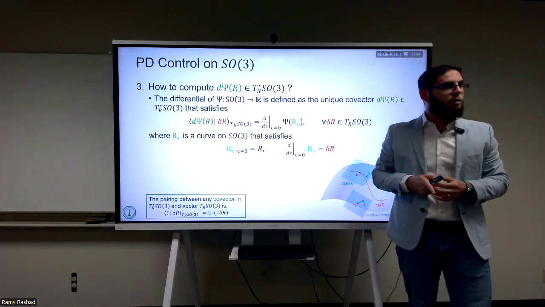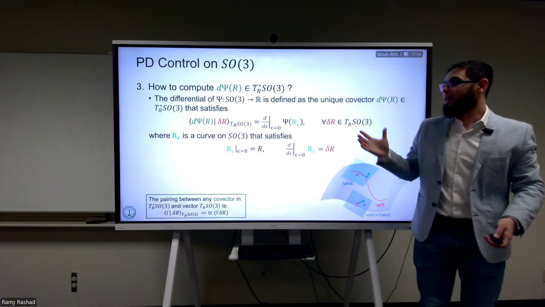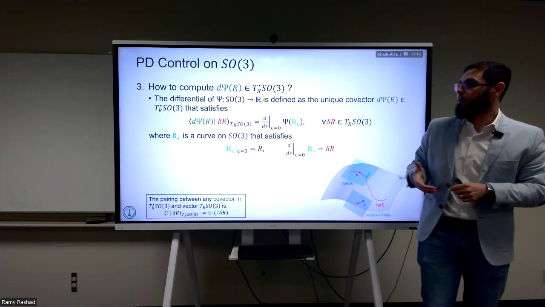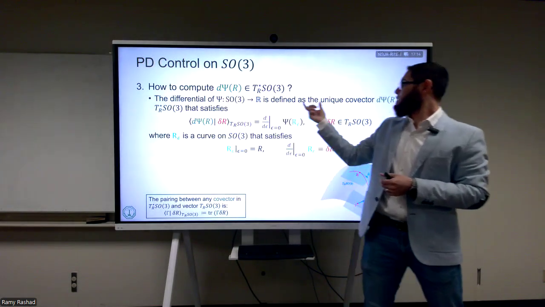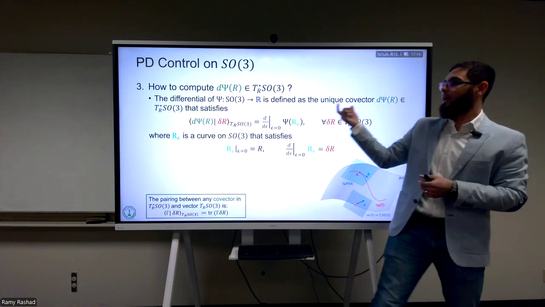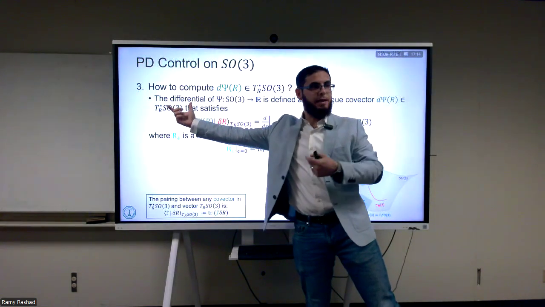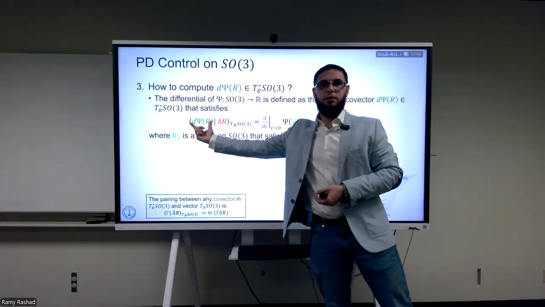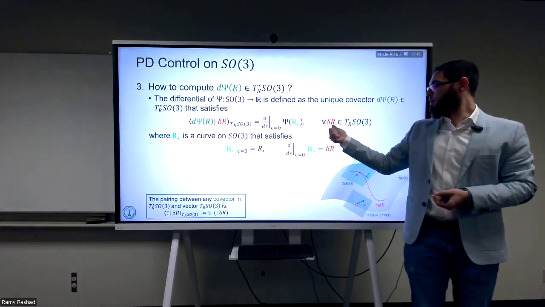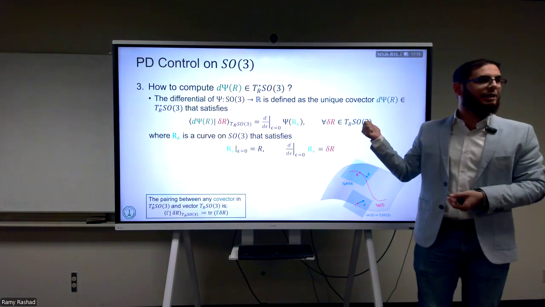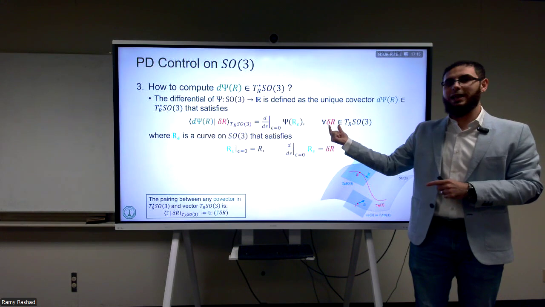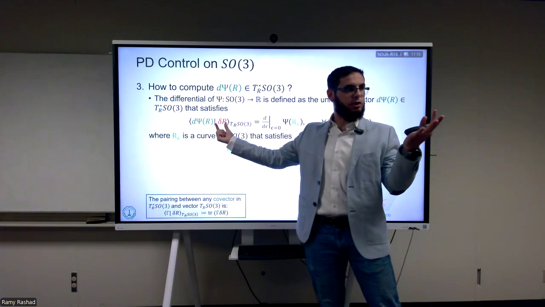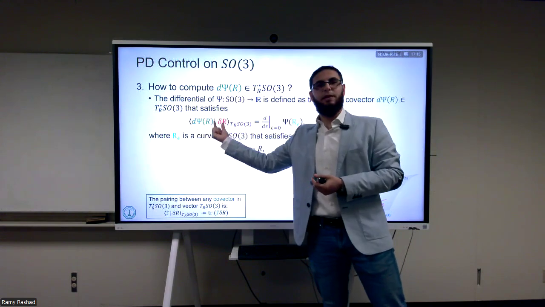How did we compute the differential of this function that we chose? We said that this is how the differential is defined on any manifold, not just on SO(3). This is just an application to SO(3). So the differential of any function on a manifold is defined as the unique covector that lives in the cotangent space at the point R of this manifold. And it's given such that when we pair it with any vector in the tangent space, not in the cotangent space, in the tangent space, we choose any one, so this is arbitrary. Here delta R is just the name of the vector, and we pair this covector with this vector on the tangent space.